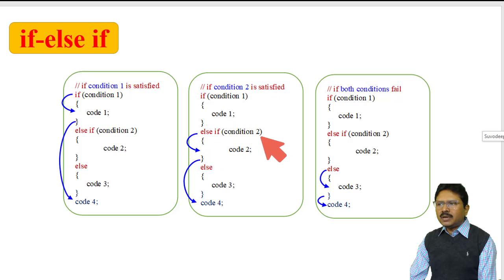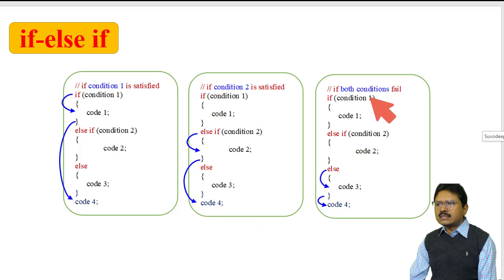Now next case, if condition 2 is satisfied, meaning 1 is not satisfied. So first the program will check whether condition 1 is satisfied or not. It is not satisfied. Next it will check the else if condition 2, whether this is satisfied or not. If this is satisfied, the execution will enter into the else if condition 2 block. It will execute the statements. Next it will directly come out of all the else or else if combination after this. So this else block will be bypassed and ultimately this free statement will be executed.